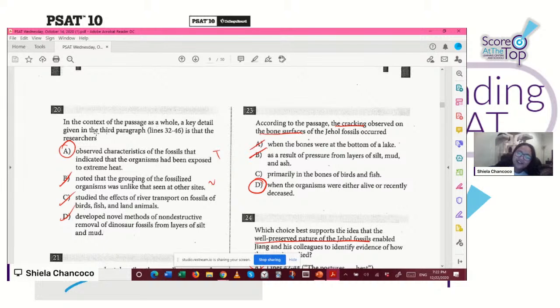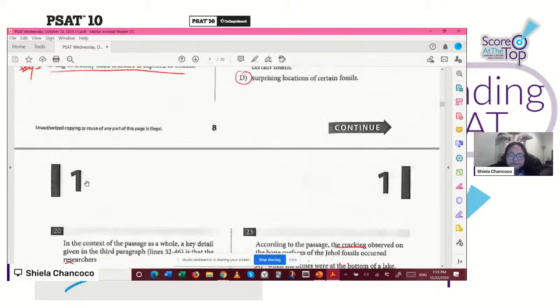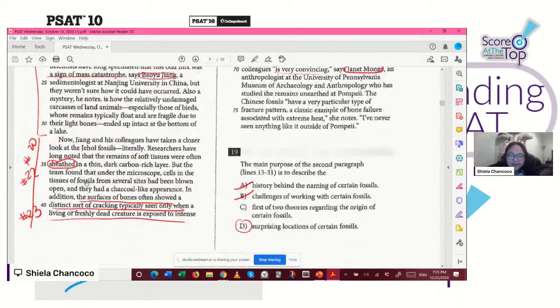They told you to go there, and they're even telling you the key detail. So if you don't remember any of the key detail, because you only read it once, read it again. And the key detail here is observed characteristics of the fossils that indicated the organism had been exposed to extreme heat. Okay. Let's look at that third paragraph.